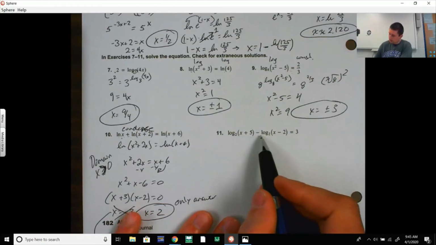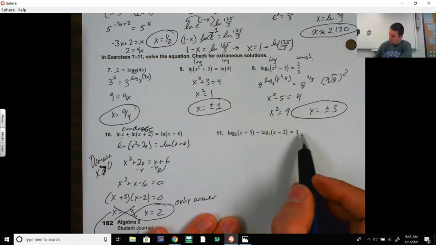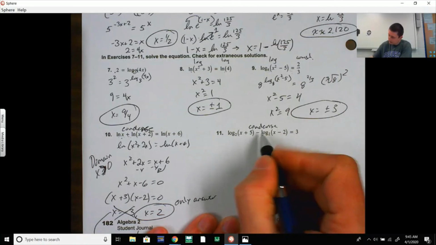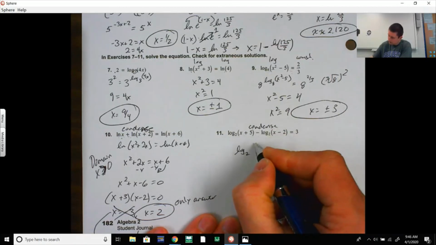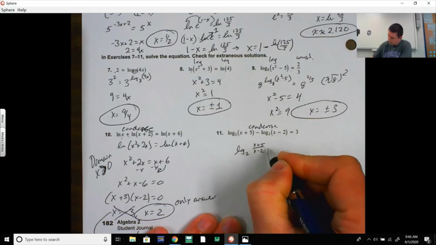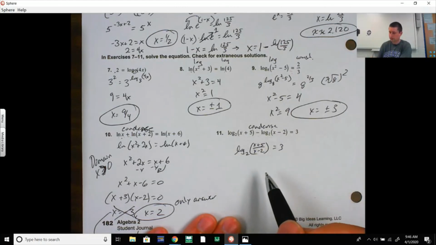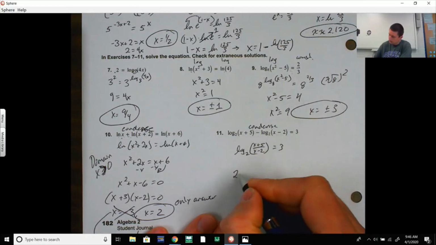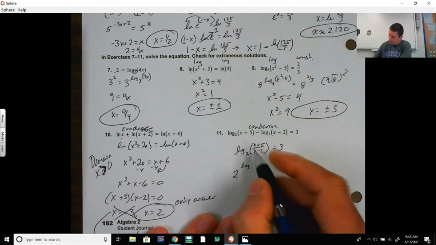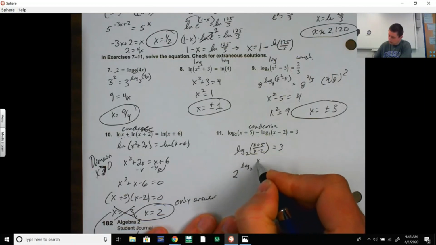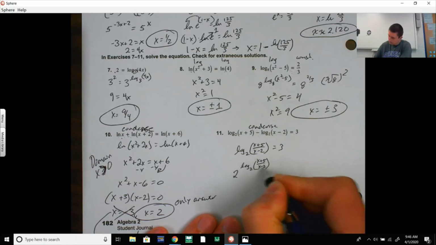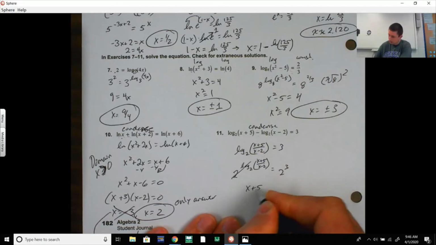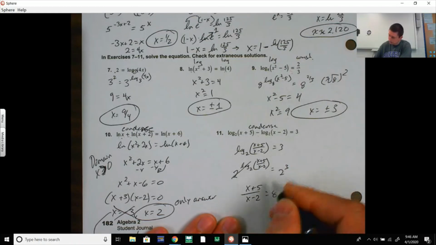Log base 2 of x plus 5 minus log base 2 of x minus 2 equals 3. So we need to condense this again. Again, we have a minus sign, so this is log base 2 of x plus 5 over x minus 2 equals 3. We have a log on a single side. Converting it to exponential form would work. What we've been doing is raising both sides to the power, base 2 here. So 2 cubed. On this side, that all is gone essentially. You just get x plus 5 over x minus 2 equals 2 cubed, which is 8.